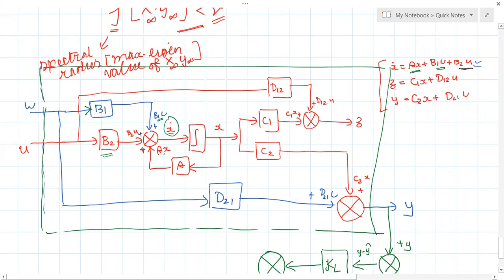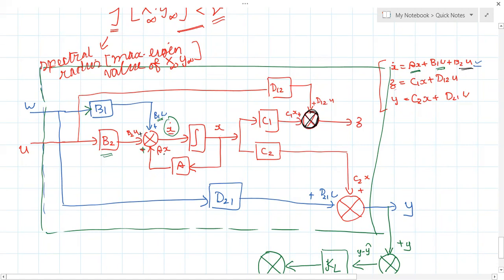Similarly, what is z? There should be a term from x and from u, so there should be a summing point. Following? So this is z. There should be a gain from x at a C1 gain. So you see, this is my x output. The x state is available here. So I am passing it through a gain block C1.